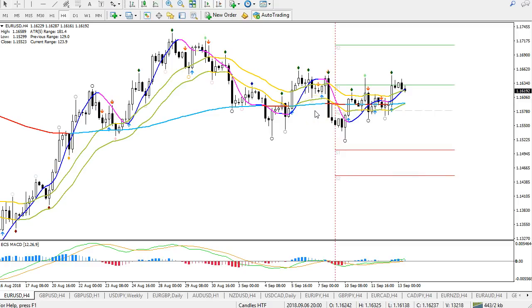So far this week euro dollar has really gone nowhere. There are a lot of news events this week, so that could be one of the reasons. Perhaps the second reason is this 144 EMA.